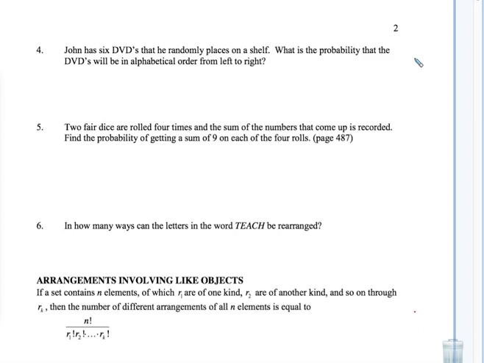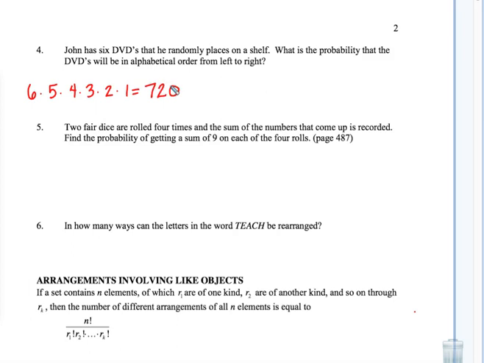If he has 6 DVDs, there's a lot of different ways that those 6 DVDs could be arranged. That would be the number of arrangements. It's the fundamental counting principle. For the first one, there's 6 options, then I have 5 options, then 4, then 3, then 2, then 1, or 6 factorial. When I multiply that out, there are 720 ways that those 6 DVDs can be arranged on the shelf.